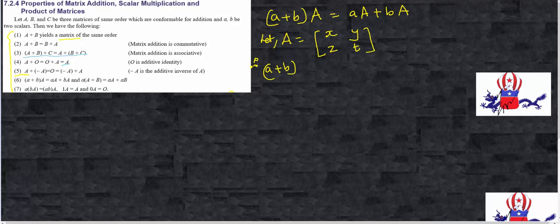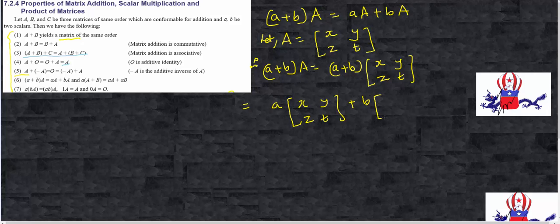So (a + b) when multiplied with A would be rewritten as (a + b) multiplied with the matrix x, y, z, t. This can be rewritten as a times the matrix x, y, z, t plus b times the matrix x, y, z, t. But x, y, z, t is nothing but our matrix A, followed by b times the matrix A, which is nothing but the right hand side. So this is a simple illustration to show how the scalar multiplication works.